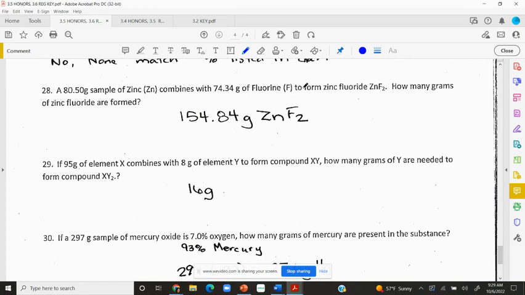Here we have zinc combining with fluorine. They want to know how many of this. This is the law of conservation of mass. If you start out with 2 parts, the final result has to be the same mass.